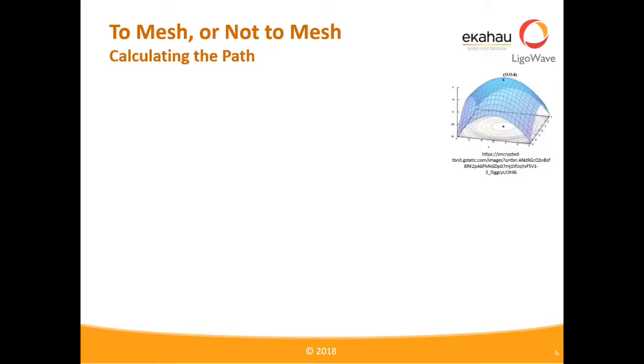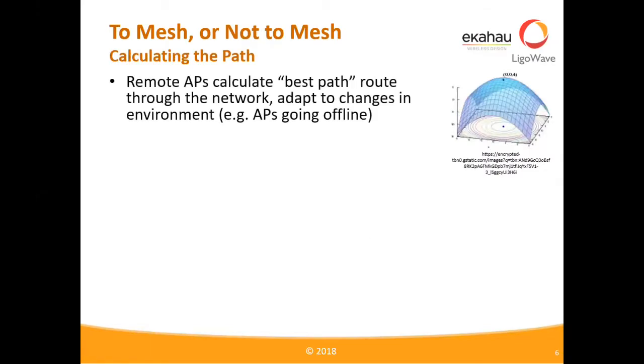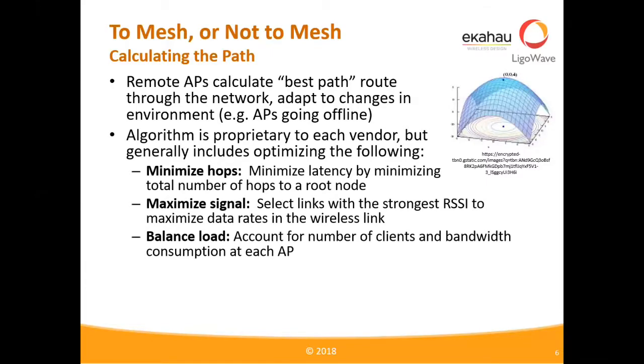I mentioned before that mesh will calculate the best path through the network and will adapt to changes in the environment, such as APs going offline. The algorithm is proprietary to every vendor, so every single vendor that supports mesh does it differently. Some of them do it wildly differently. The typical parameters that you are generally optimizing include things like minimizing the number of hops, because every hop is going to introduce latency and a reduction in throughput. So you want to minimize the number of hops between your node AP and your root AP.